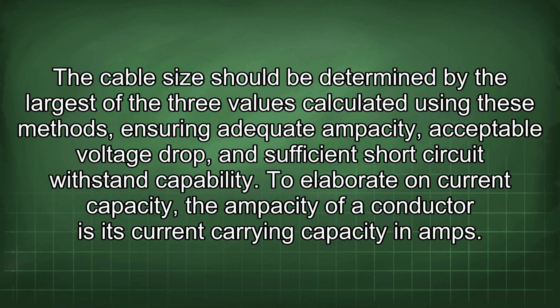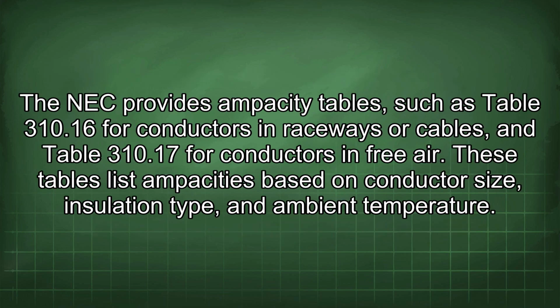To elaborate on current capacity, the ampacity of a conductor is its current carrying capacity in amps. The NEC provides ampacity tables, such as Table 310.16 for conductors in raceways or cables, and Table 310.17 for conductors in free air. These tables list ampacities based on conductor size, insulation type, and ambient temperature.